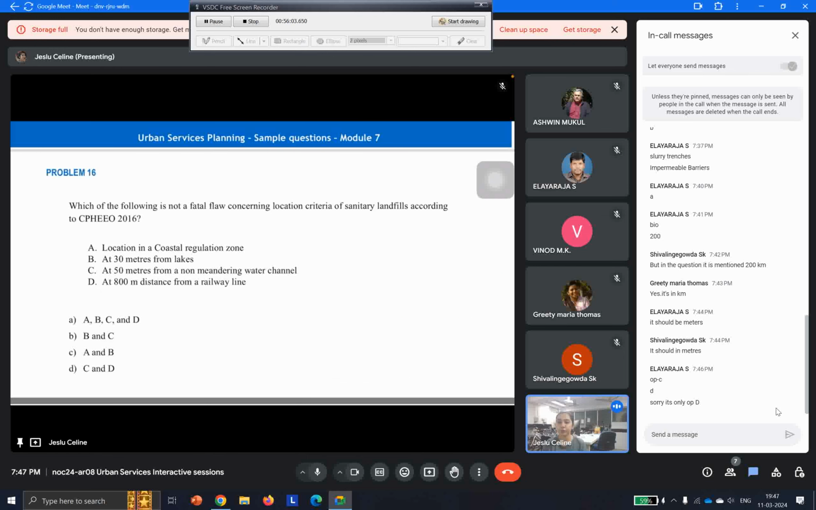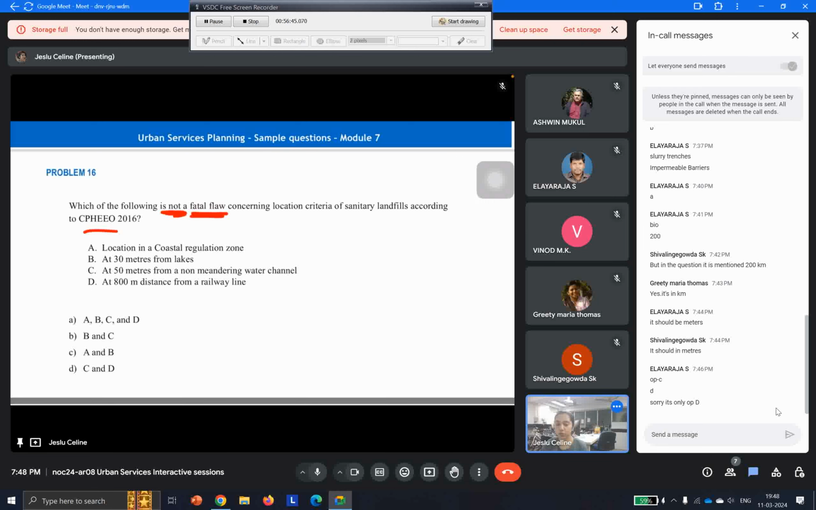Which of the following is not a fatal flaw concerning location criteria for sanitary landfills according to CPHEEO 2016? So we discussed there are several fatal flaws, and as per CPHEEO, which is not a fatal flaw. The question specifies which is not a fatal flaw. A, location in a coastal regulation zone. B, 30 meters from lakes. C, 50 meters from a non-meandering water channel, and D, at 800 meters from a railway line. So first one, can it be located in a coastal regulation zone? Is that a fatal flaw?